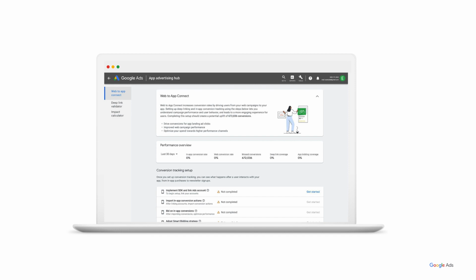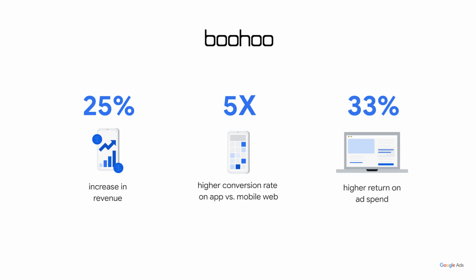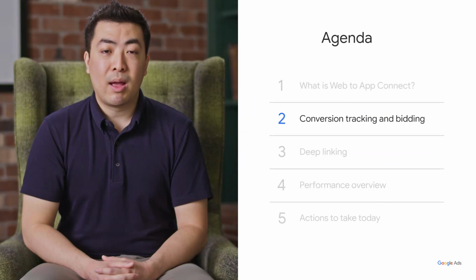Businesses that participate in early testing have seen positive results. For example, Web to App Connect helped fashion retailer Boohoo achieve a 25% increase in revenue with more than 5 times higher conversion rate when driving users to their app versus their mobile website, and a 33% higher return on ad spend. Now Ritwik will walk you through the Web to App Connect interface and how to use it to unlock its benefits.